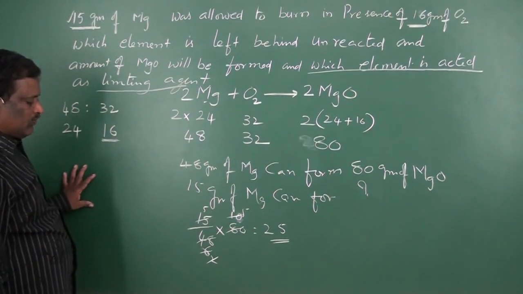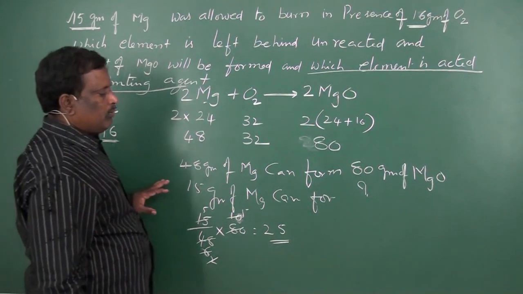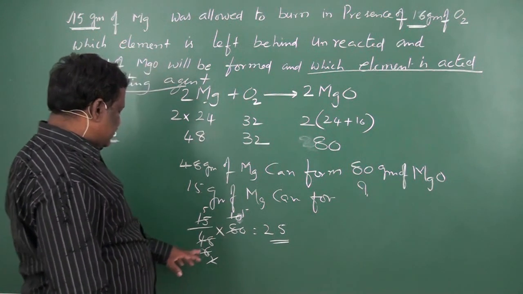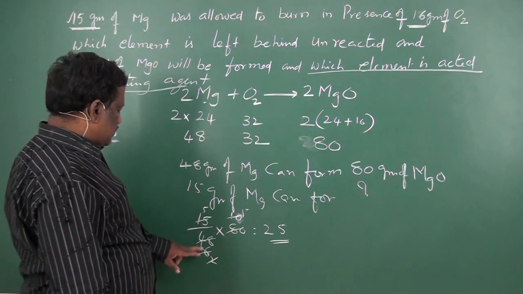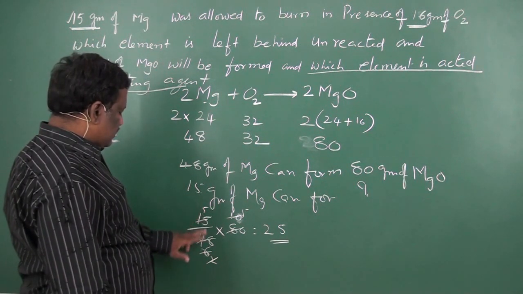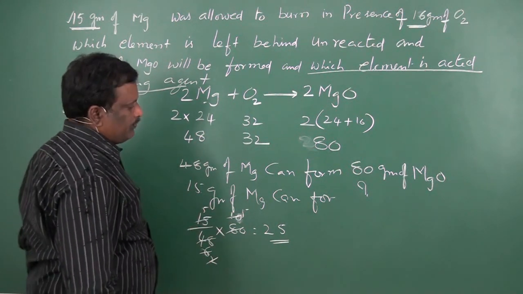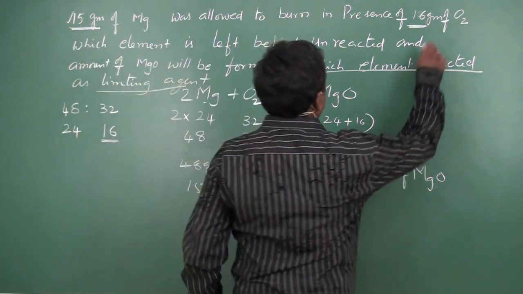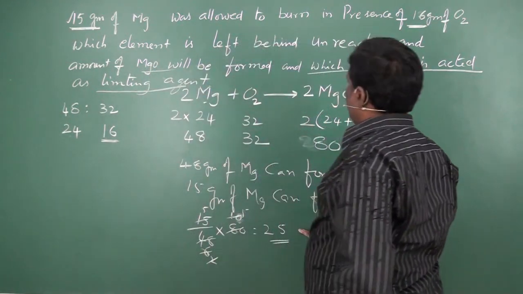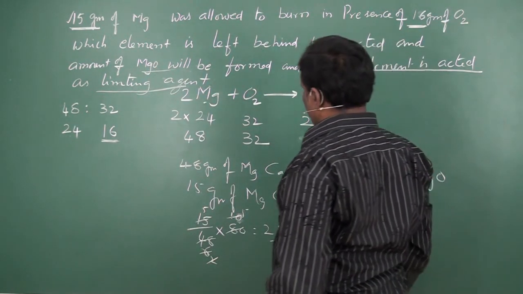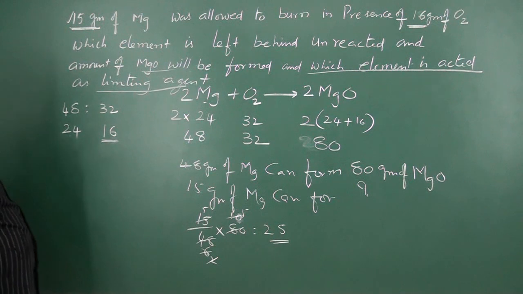So from 15 grams of magnesium it can form 25 grams of MgO. Is it correct? 6 8s are 48, 10 8s are 80. Then third table, 5 3s are 15, 2 3s are 6, 2 here 5 times. So 5 into 5, 25. Now the amount of MgO formed will be 25 grams. Then which element will be left behind unreacted? Naturally here oxygen will be left behind unreacted.